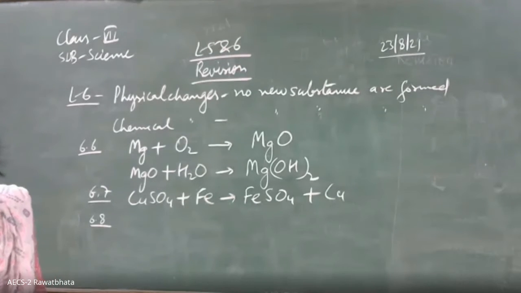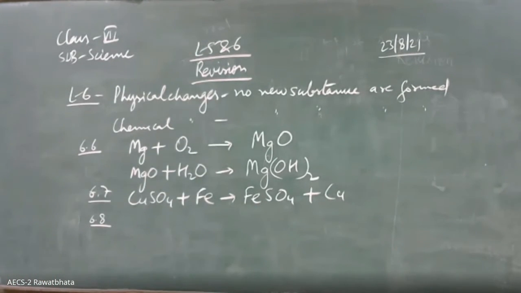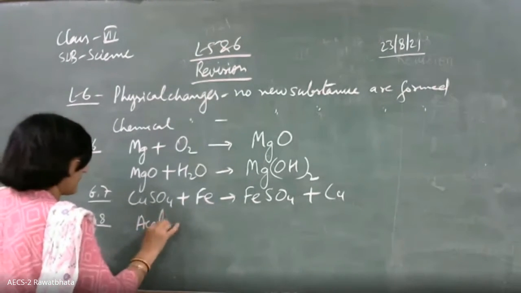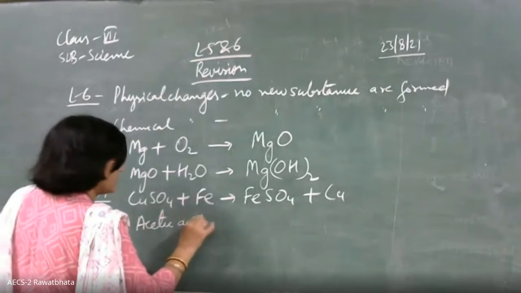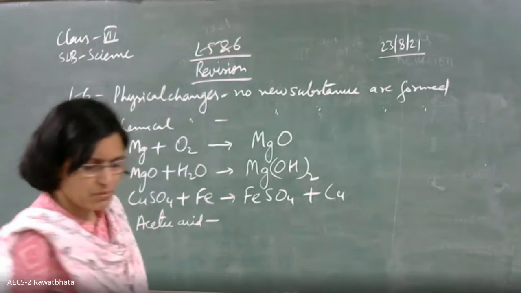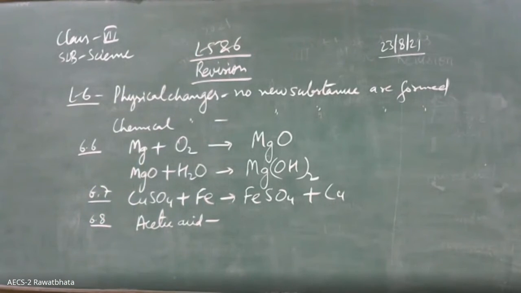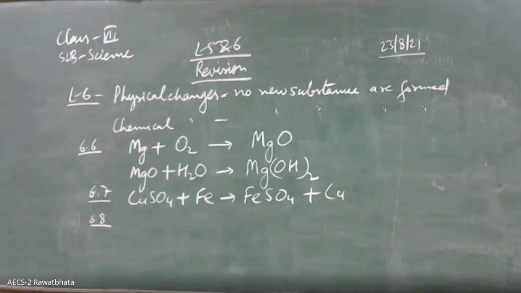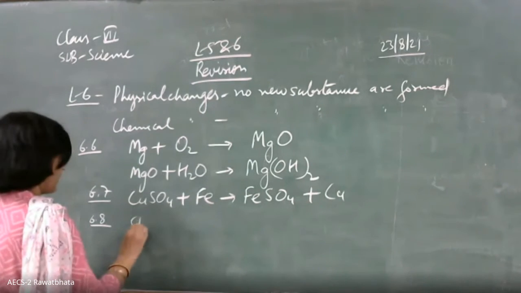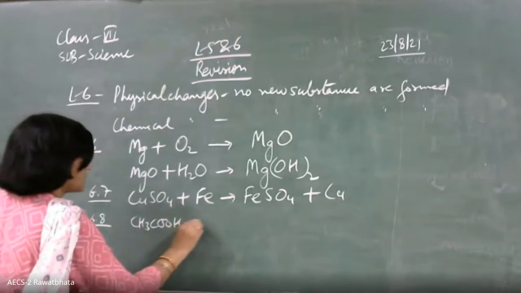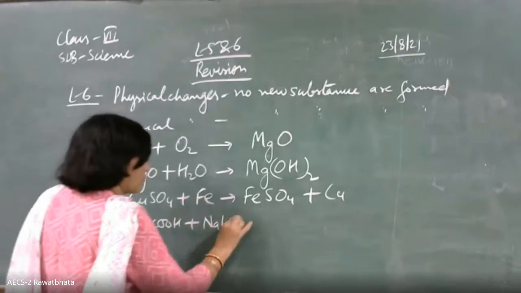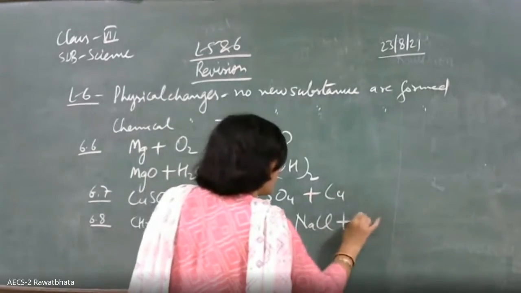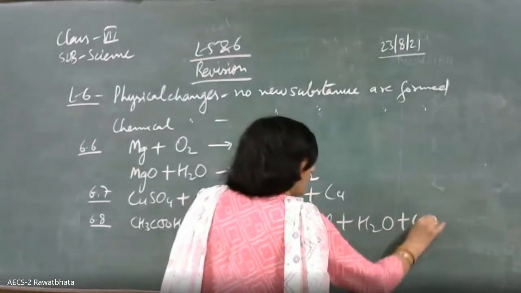Acetic acid. Acetic acid plus sodium hydrogen carbonate. Let me write its formula. Acetic acid plus sodium hydrogen carbonate. That is CH3COOH plus sodium hydrogen carbonate. This gives salt plus water plus carbon dioxide.